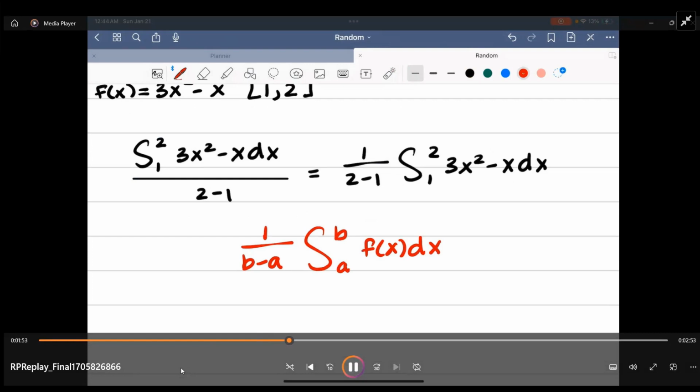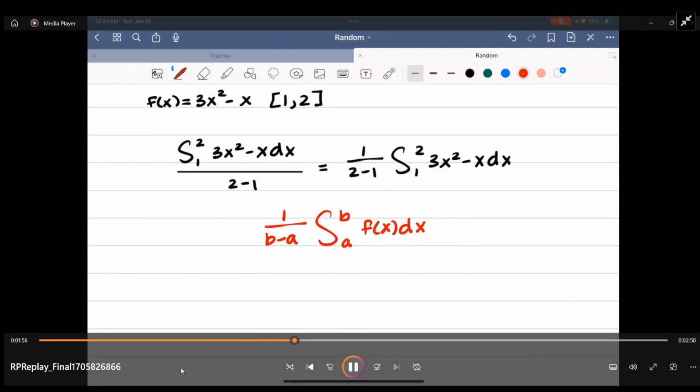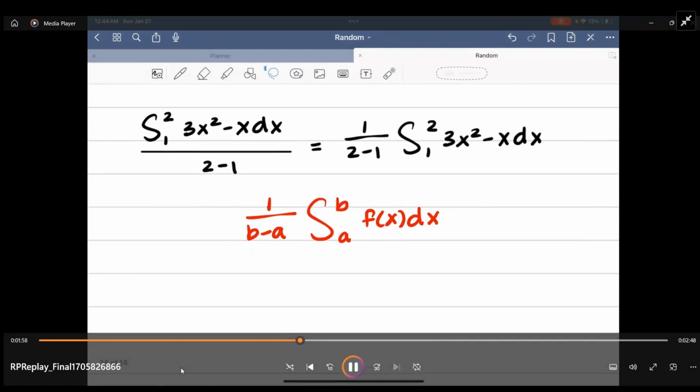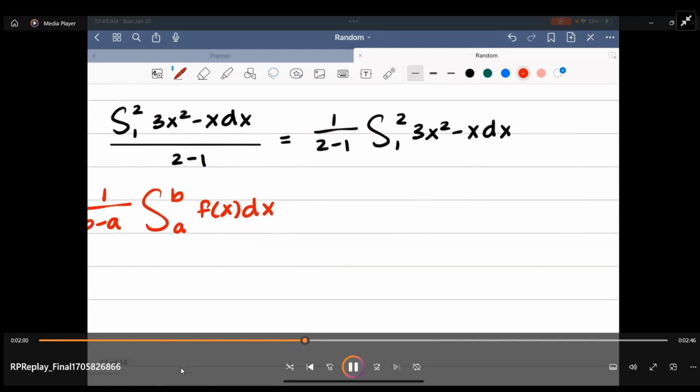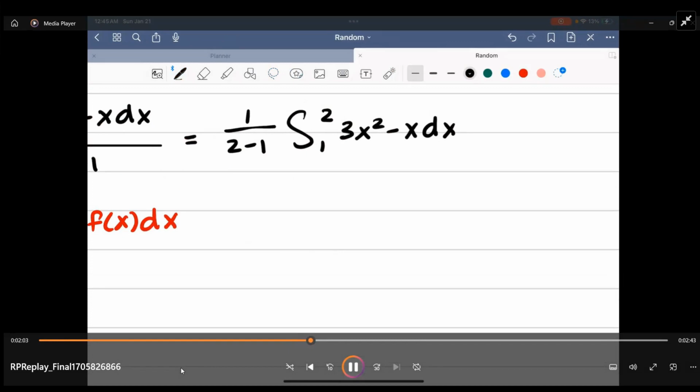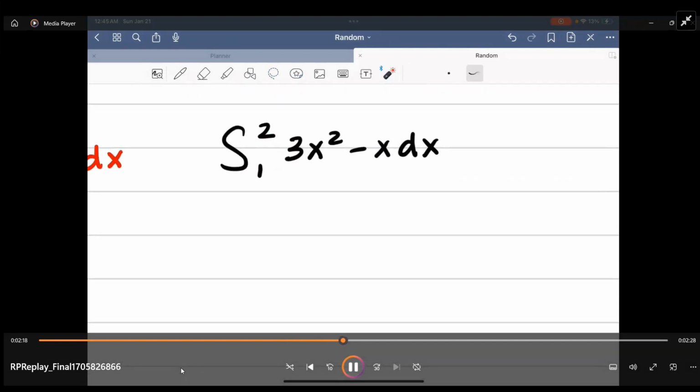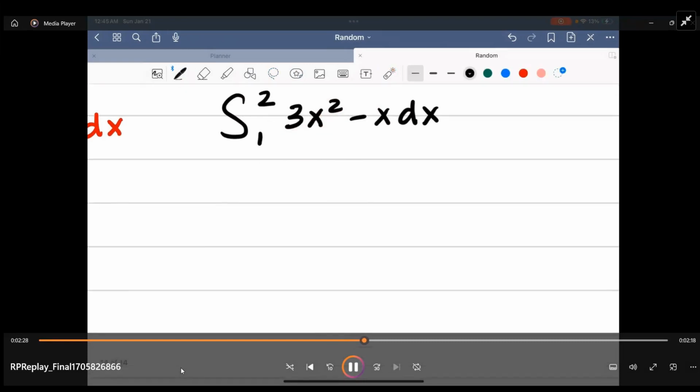Okay, so let's actually solve this one. So I'm going to move this to the side. 1 divided by 2 minus 1. 2 minus 1 is just 1. And then 1 divided by 1 is just 1. So I'm actually just going to ignore the fraction. The integral from 1 to 2 of 3x squared minus x dx. And then just remember that when we're taking the integral of something, we take the exponent, we add 1, and then whatever that new exponent is, we divide it by the new exponent.